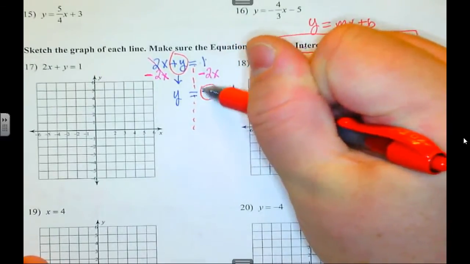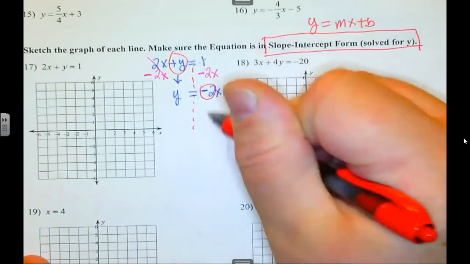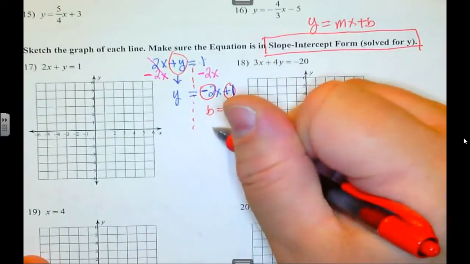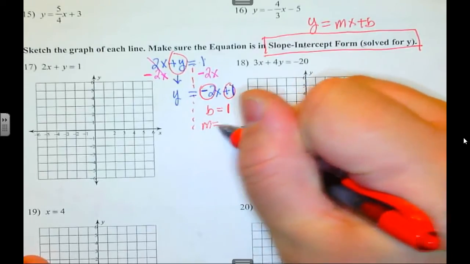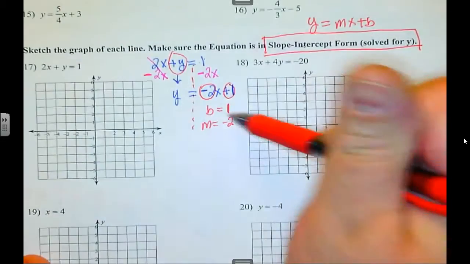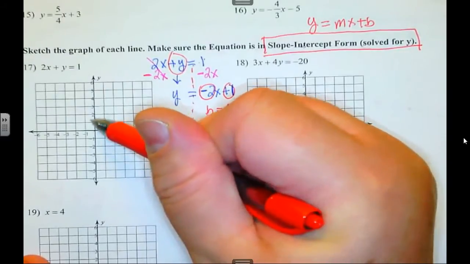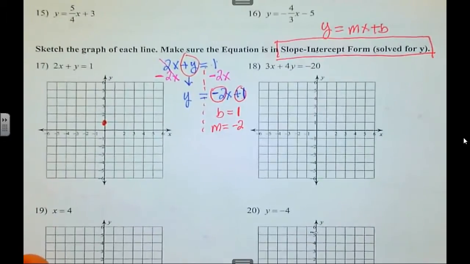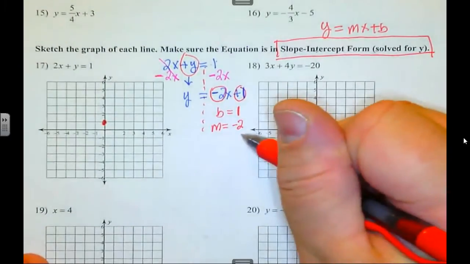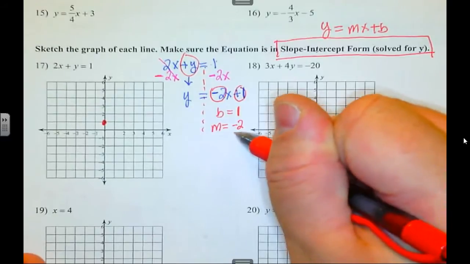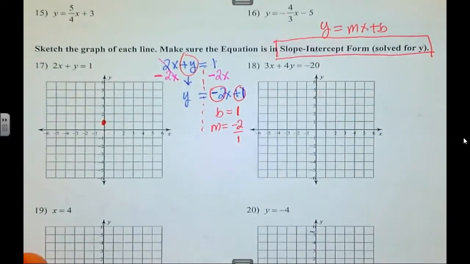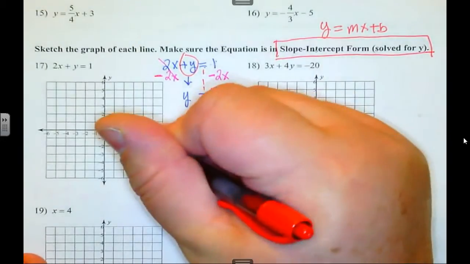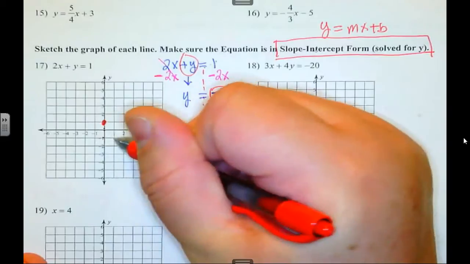Here's my slope. Here's my y-intercept, right? The first thing we're going to do is put the point of the y-intercept on our graph. So where it crosses my y-axis? Well, positive 1. There's positive 1. My slope is negative 2, or negative 2 over 1. So am I going to go up or down 2? Down 2 from this point, and to the right 1.